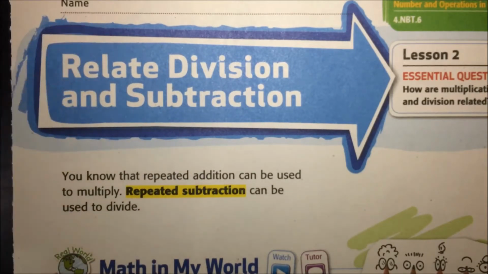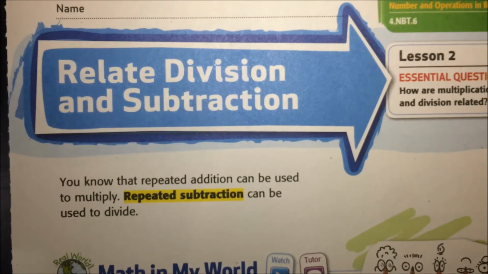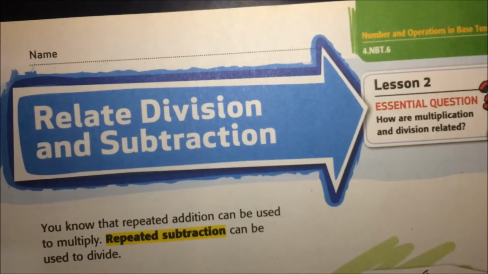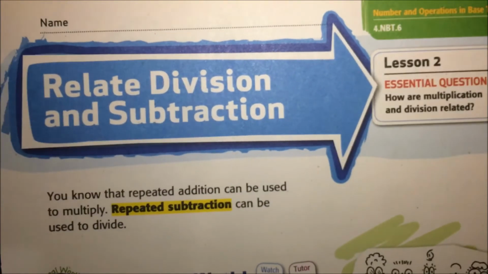Related means similar, just like you're related to your brother. How are you related to your brother? How are you related to your sister? How are you related to your cousins? It's asking how are they similar? What makes them connected?